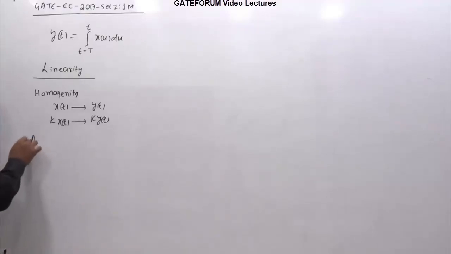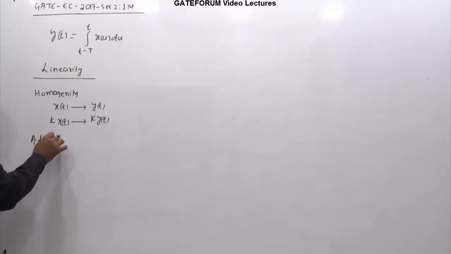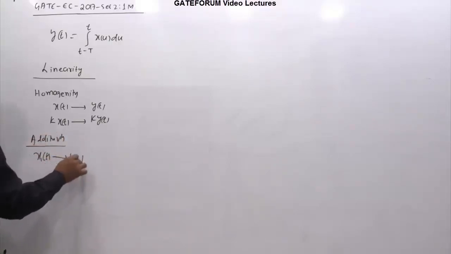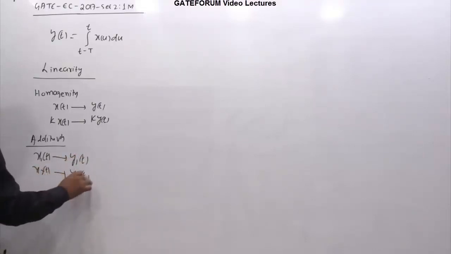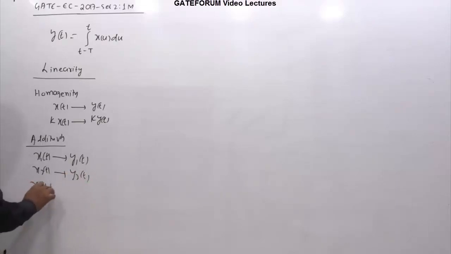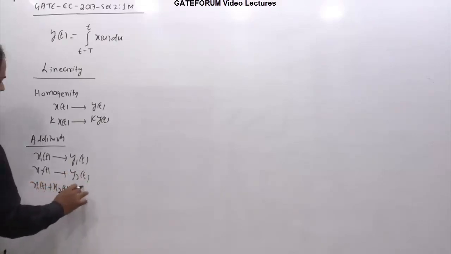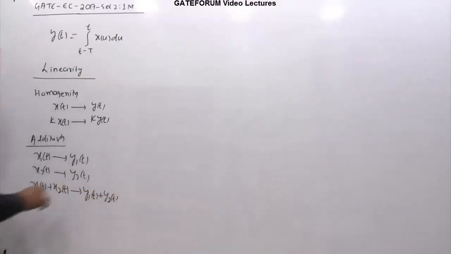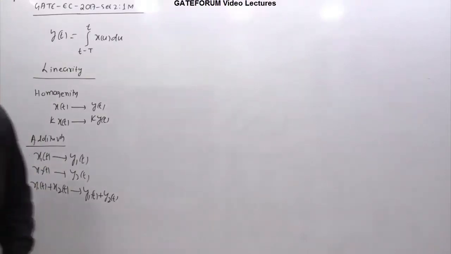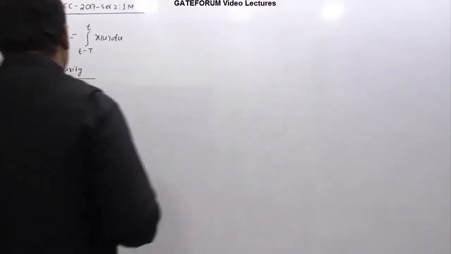And the next one is additivity. What does additivity say? If the input is x1(t), let's say the output is y1(t). If the input is x2(t), then the output is y2(t). Now when I give the input x1(t) plus x2(t), we want the corresponding output to be y1(t) plus y2(t). If this is happening, the system is said to satisfy additivity. If a system satisfies both homogeneity and additivity, then it is said to be a linear system. Otherwise, it is a non-linear system. So let's check one by one.